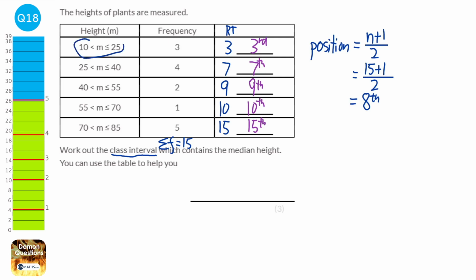So we've got 3 numbers that are in the group 10 to 25, and the third one is the last number in that group. The fourth one, therefore, will be in the 25 to 40 group. So we're looking for the 8th one. Well, the 7th one is the last one in this group. So the 8th one will be in this group here, as well as the 9th. Then the 10th one will be in the next group. So when it asks for a class interval, all we need to do is copy down exactly what the group is. So it's 40 to 55. And don't ever write down 40 to 55 or anything like that. Always copy it exactly from the table.